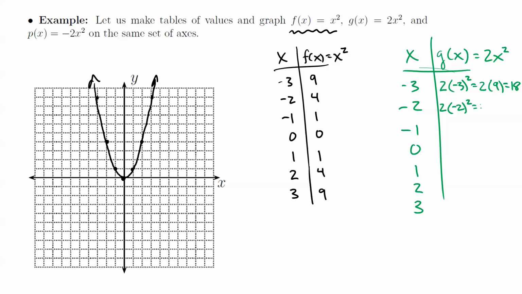Negative 2 squared is 4. So we get 8. Okay, well, I can graph that. So at x equals negative 2, I'm at y equals 8. So 2 times, well, negative 1 squared is 1. So we get positive 2 when x equals negative 1. So it puts us right here.